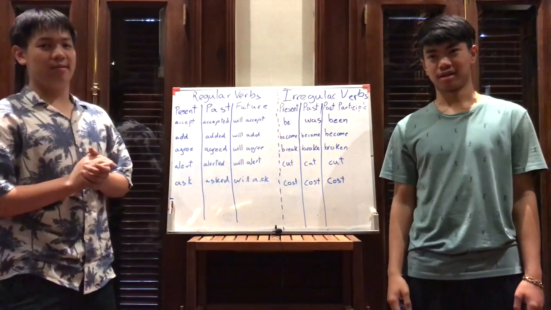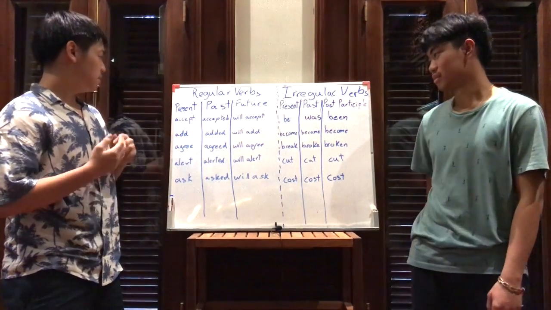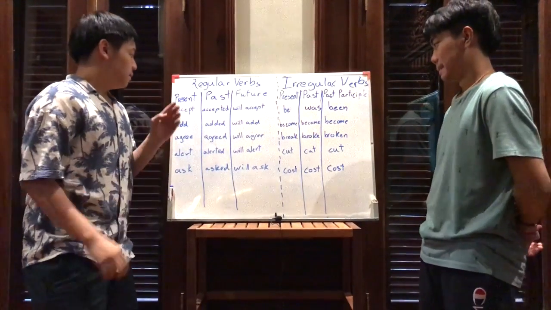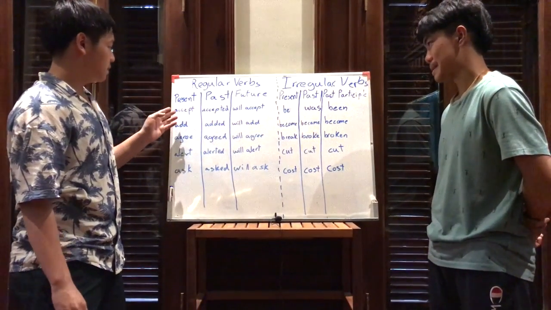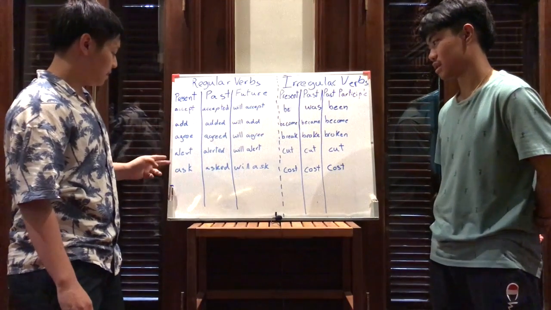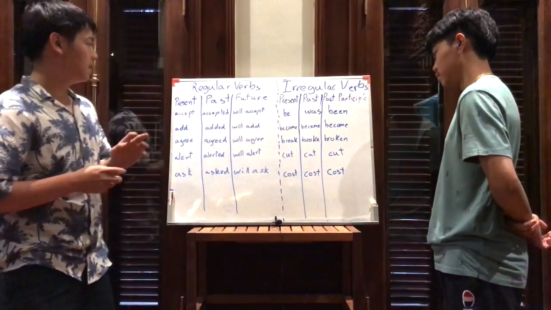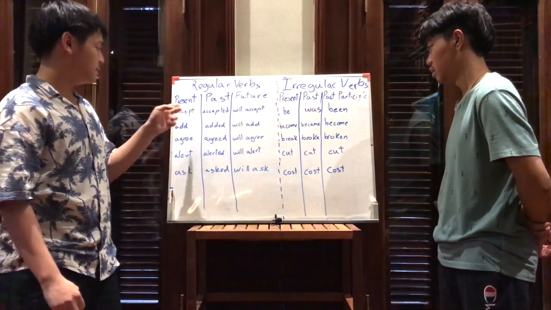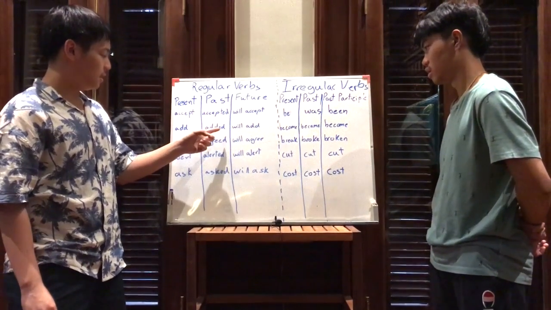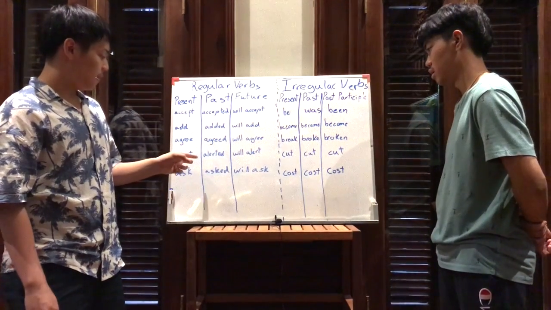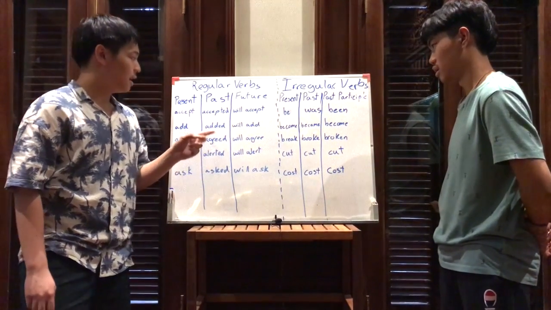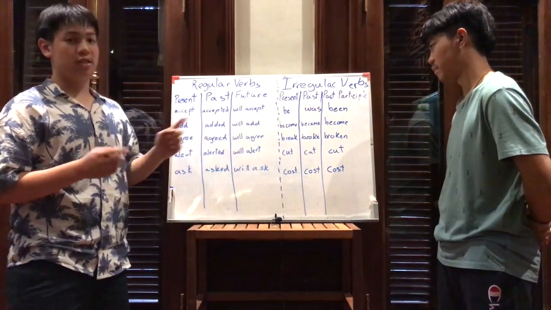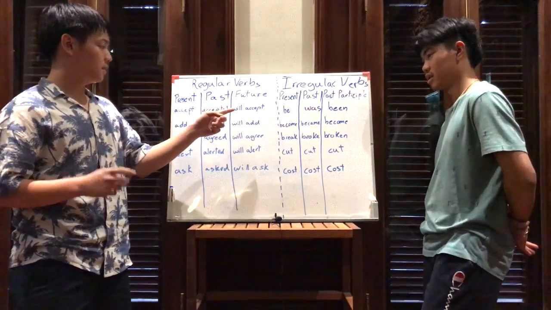So I will talk about regular verbs. This is an example of verbs that I will give you today. First is accept, add, agree, alert, and ask. In the past tense, we need to add ed or d, like this: we add ed, we add ed, we add d, we add ed, and we add ed. And for the future tense, we need to add will or shall in front of the verbs.